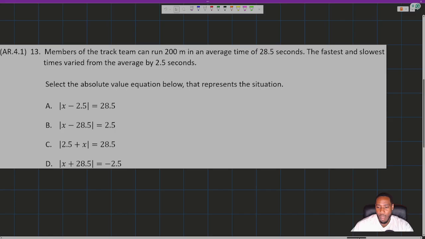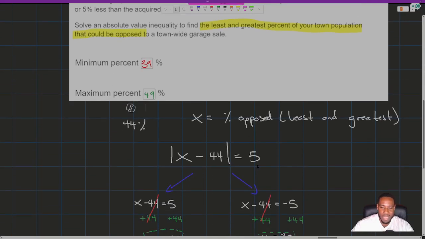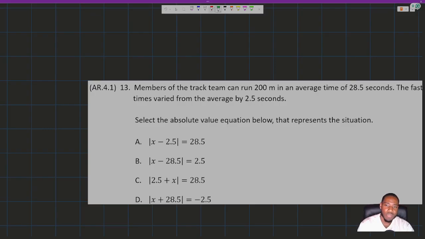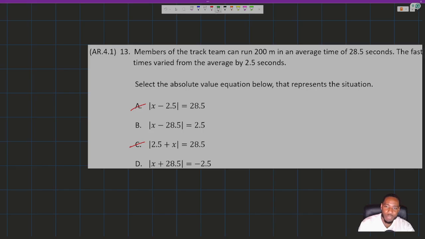So if we think back to the problem we did in the last question, that difference, in this case, the actual percent, the variance there, 5% higher or 5% lower, that was what ended up being at the end of our equation, right? And so for the same reason, 2.5 seconds should be at the end of this equation, which means A and C, we can eliminate both of those. That leaves us with B and with D. And I'll tell you right now the answer is B.